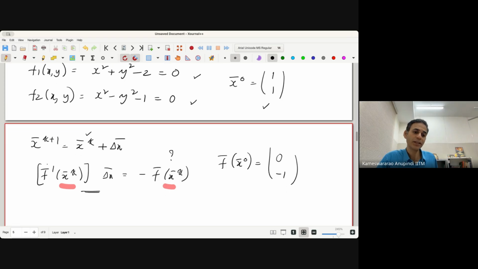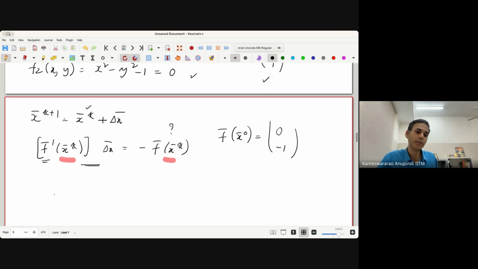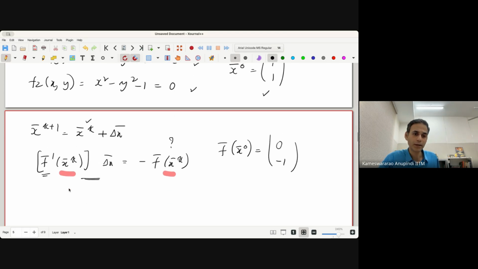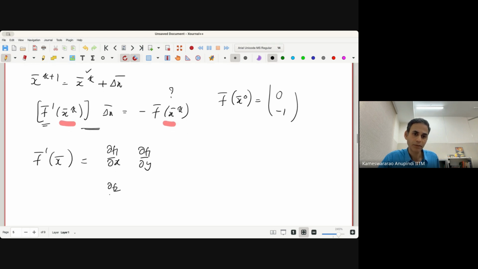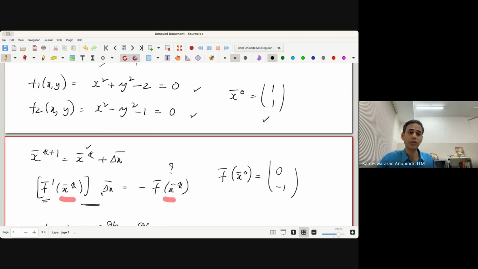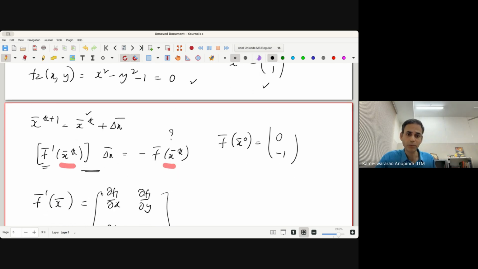Then I have to formulate f bar prime of x bar k. That means first I have to calculate f bar prime, then I can substitute it at x bar k. So how do I calculate f bar prime? F bar prime at x bar equals partial f1 by partial x, partial f1 by partial y, partial f2 by partial x, partial f2 by partial y. This is exactly the same as what we had before. I just wrote it in terms of x, y instead of x1, x2.